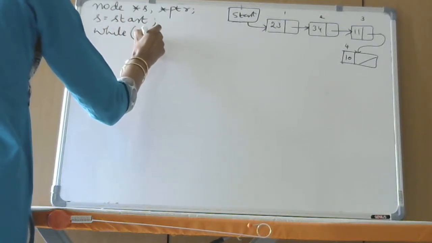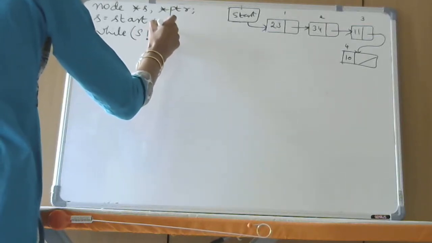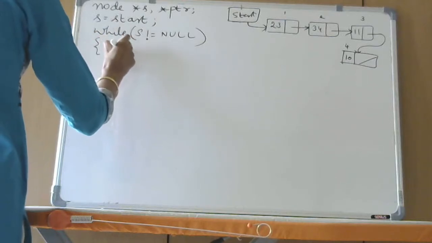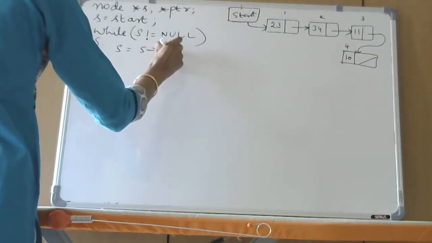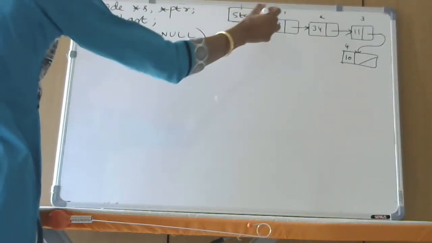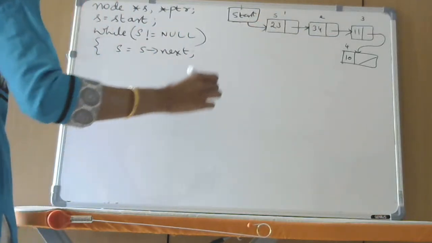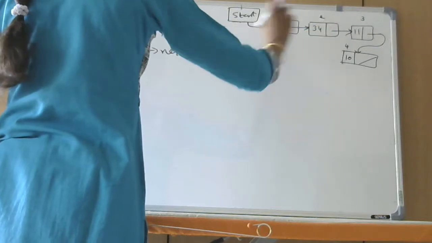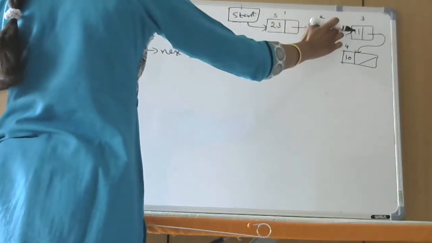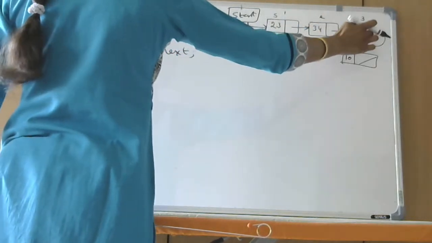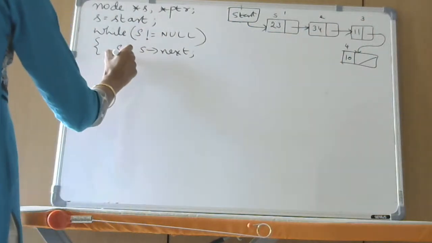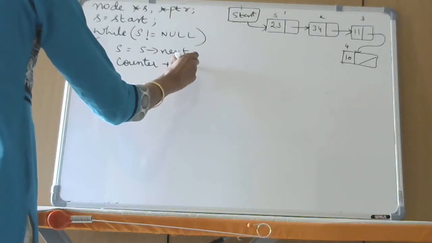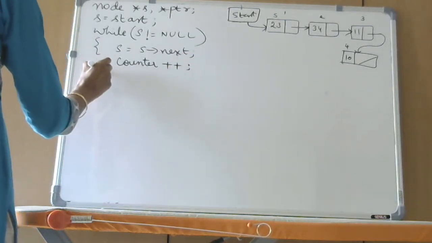While S is not equal to null, what do I do? S is equal to S of next. That means I start from here. S is equal to start. S of next, S is not null, so I will go. This will be S is equal to S of next. So this will become S. S is not null, so this will become S. I will go on doing. As I do that, I am going to increment this variable counter.